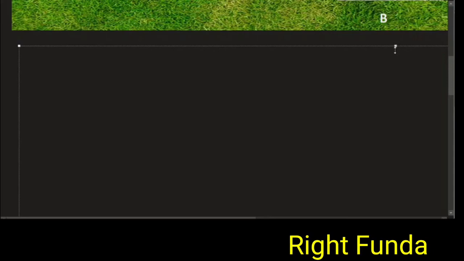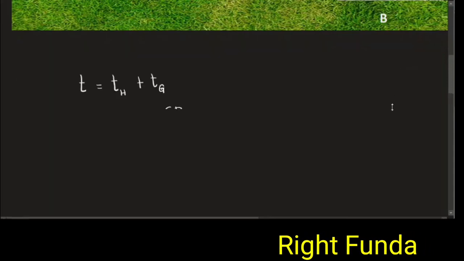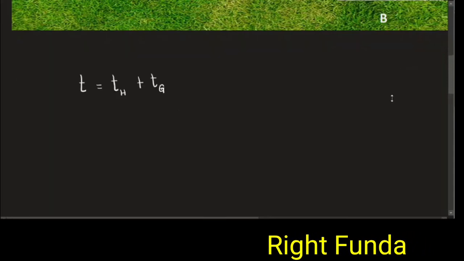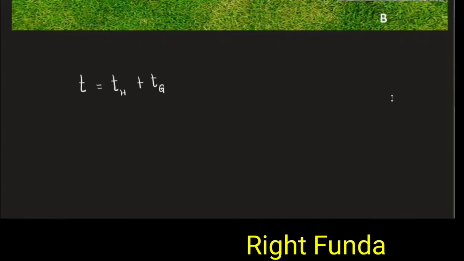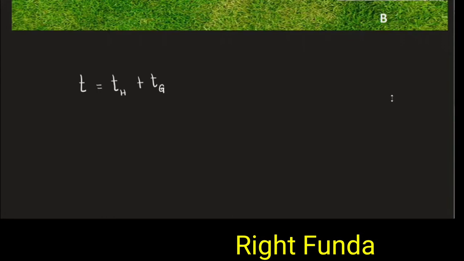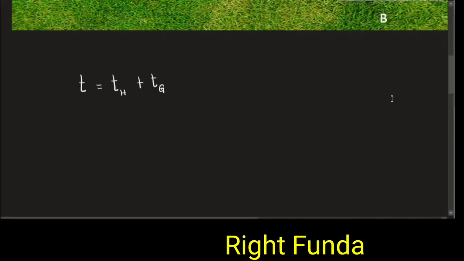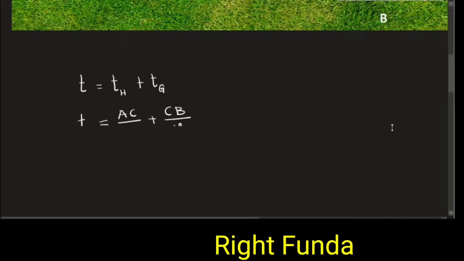So what I will be writing here is that total time t is equal to t in the highway plus t in the grass field. What will t in the highway be? Distance traveled in the highway by the speed in the highway. What is the time in the grass field? Time taken in the grass field is distance traveled in the grass field by the speed in the grass field. So I'll revise this one.